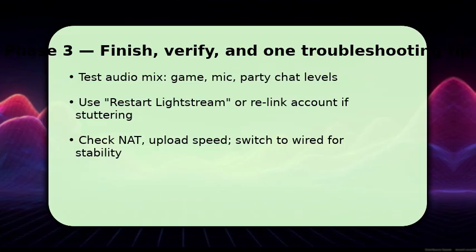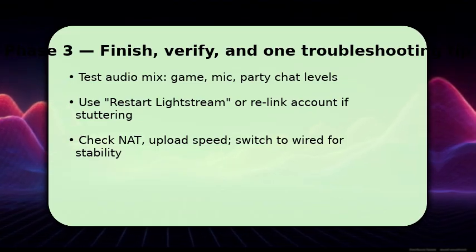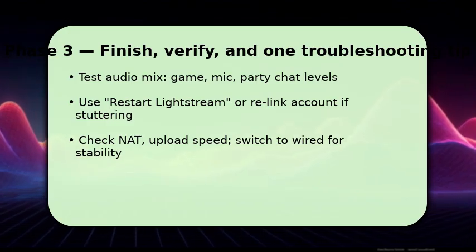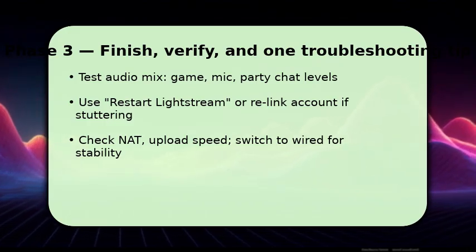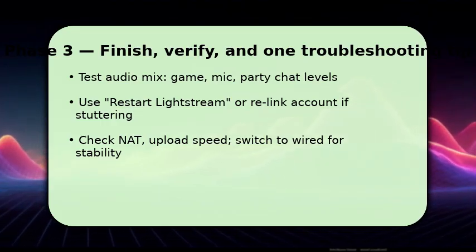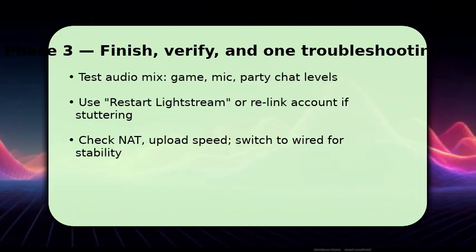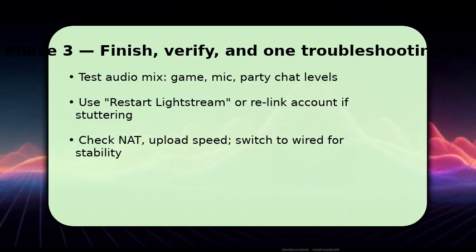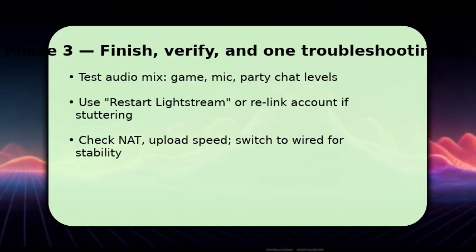If you see stuttering or dropped frames, restart Lightstream, relink your Twitch account, and try lowering bitrate. Also check your NAT type and upload speed. If wireless, switch to a wired connection for consistent bandwidth. If overlays fail to display, refresh the Lightstream scene or relaunch the Twitch app on Xbox. This usually restores the remote link.